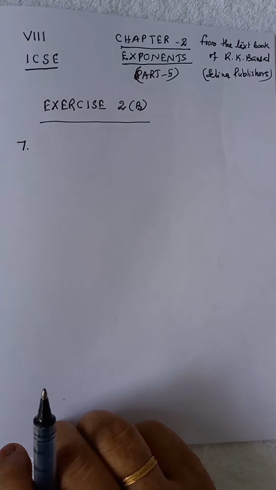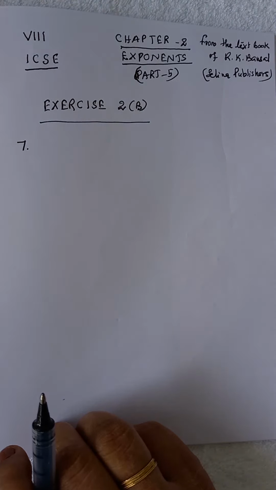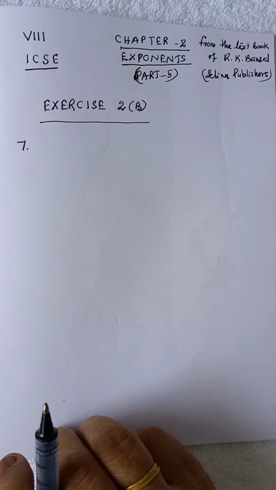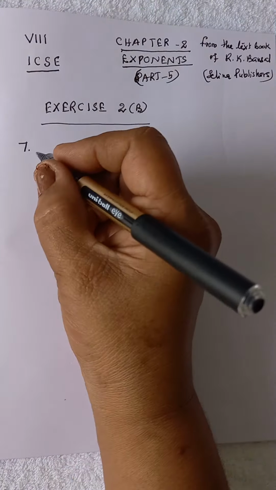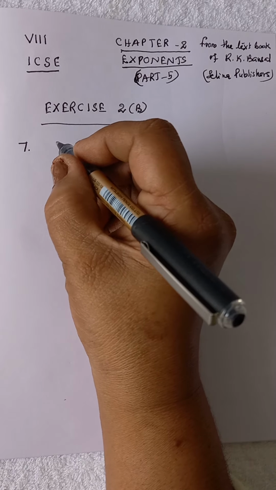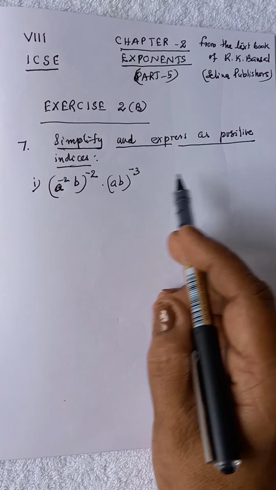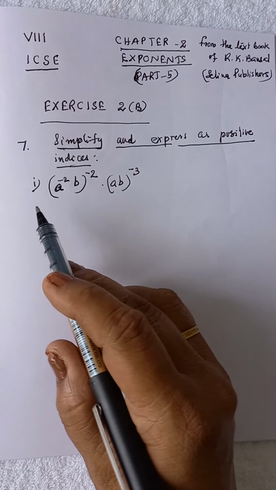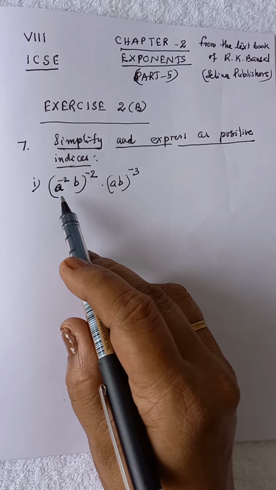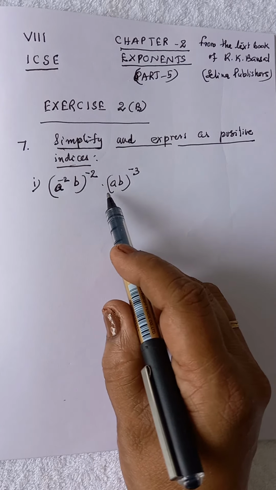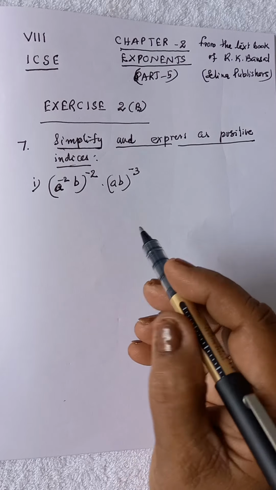Today we are solving questions from 7 onwards in exercise 2b of exponents. So the 7th question is: simplify and express as positive indices. The first sub question is (a raised to minus 2 into b) whole raised to minus 2 into (ab) whole raised to minus 3.